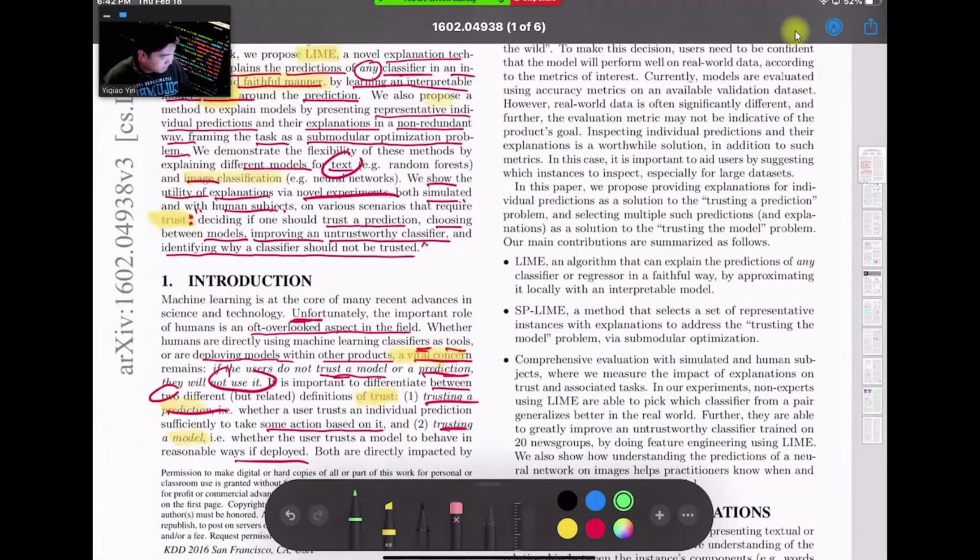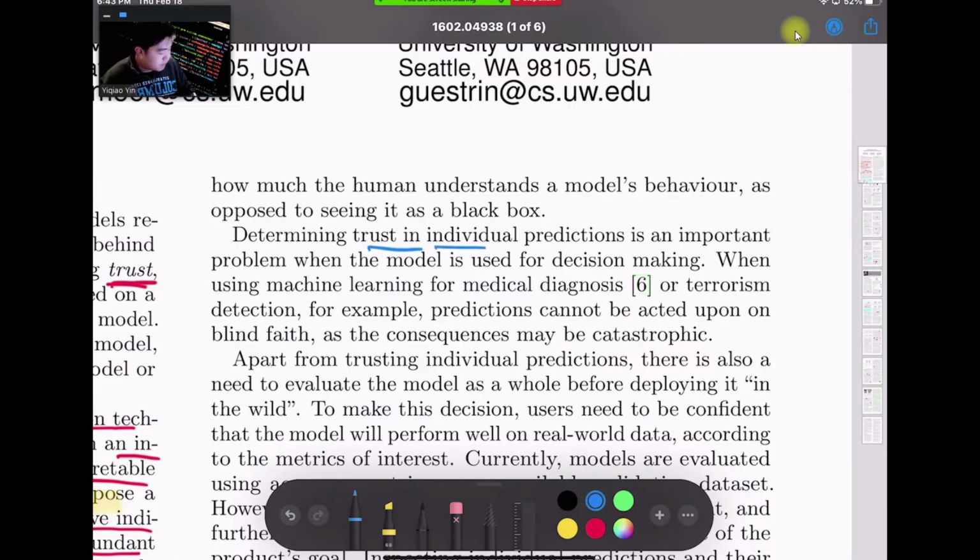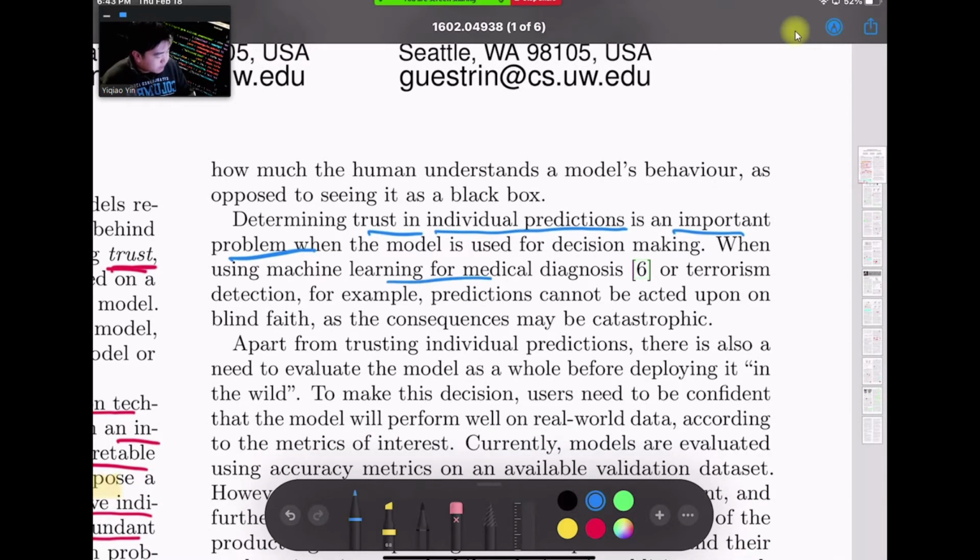So let's keep going. "Determining the trust in individual predictions is an important problem." Yes, that's true. "When using machine learning in medical diagnosis or terrorism detection, for example, predictions cannot be acted upon on blind faith." That's of course true, right? You don't want to just send your army and troops, we're talking about human lives, into Iraq without understanding what the algorithms are doing. You can't just say, hey, take some AK-47s, go to Iraq, and start shooting. That's not going to happen. That's not how we make rules here.